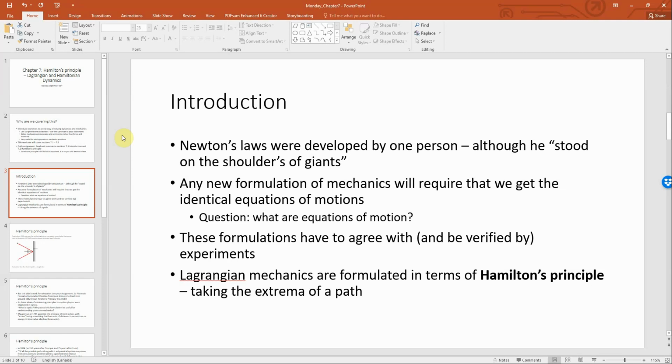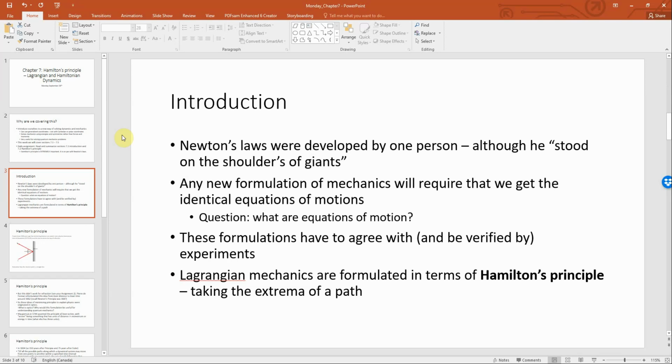These formulations have to agree with and be verified by experiments, of course. If we set up Newton's laws and we get an equation of motion, and if we set up Lagrangian mechanics and we get a different equation of motion, well, first of all, they have to be the same equation of motion, because we know that Newton's laws have been verified for everything that's bigger than about a fraction of a millimeter to something about the size of our solar system. Newton's laws work really, really well.